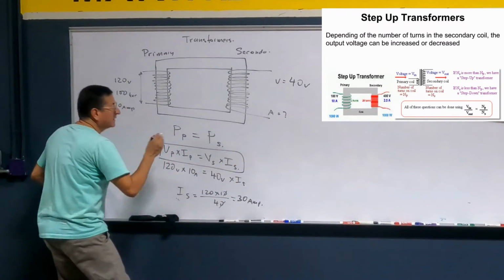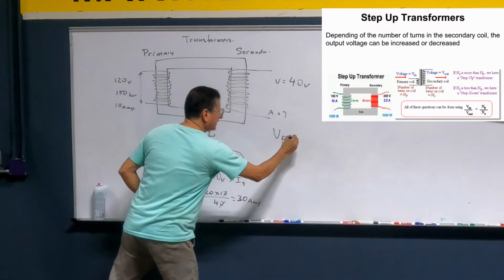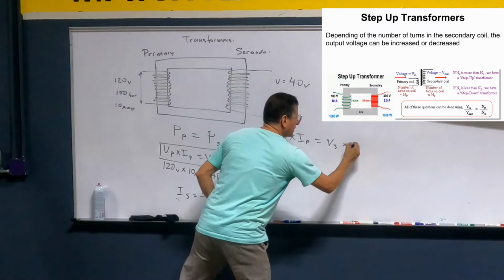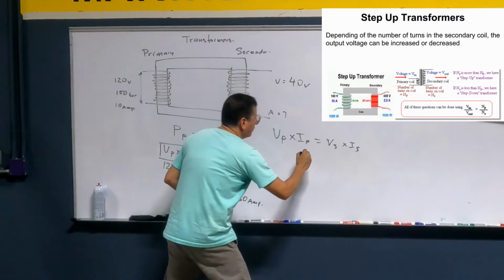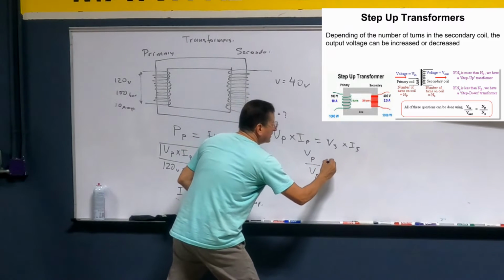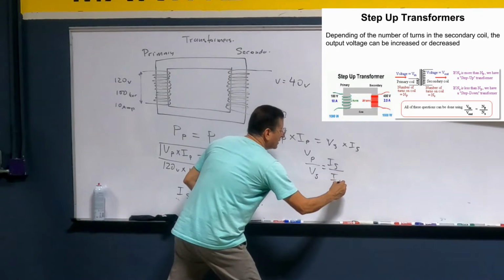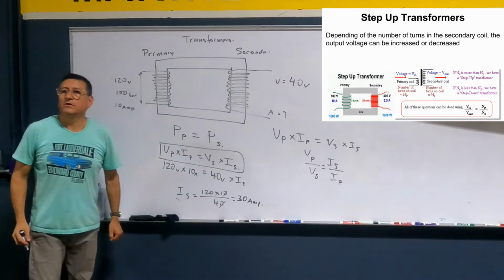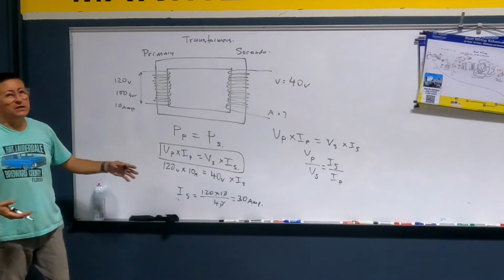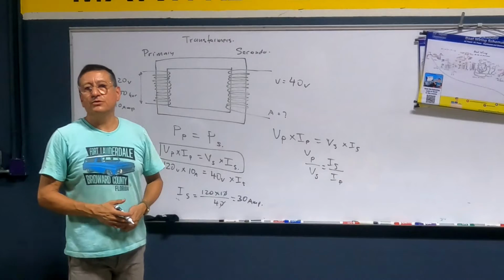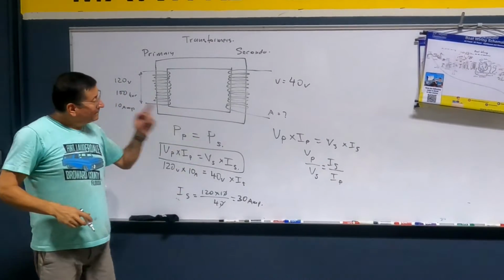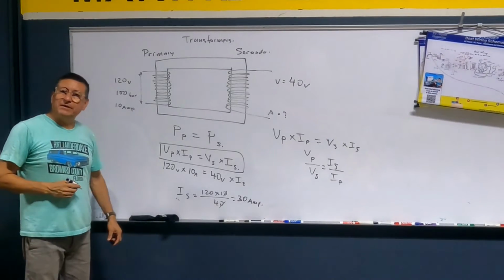Voltage in the primary times intensity in the primary is equal to voltage in the secondary times intensity in the secondary. Or you can put the formula in this way: voltage in the primary divided by the voltage in the secondary is equal to the intensity in the secondary divided by the intensity in the primary. You see? This is the magic formula. With that formula and simple calculations, you can find the intensity or the voltage.